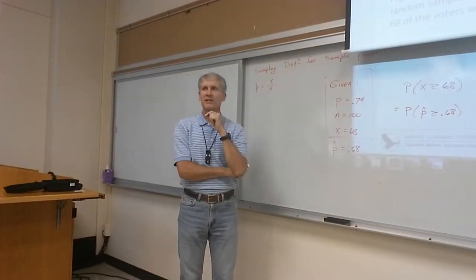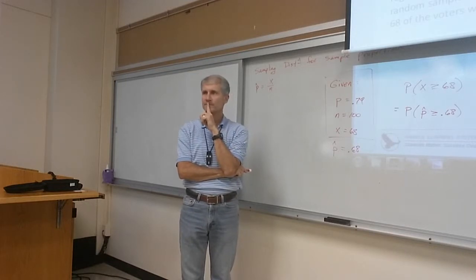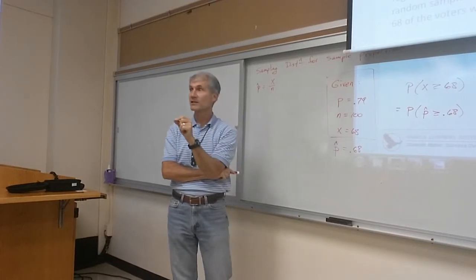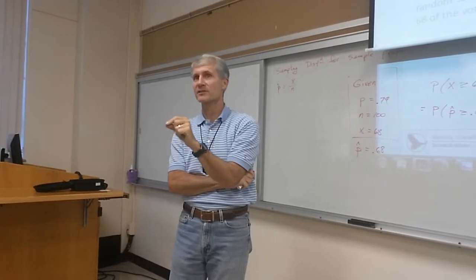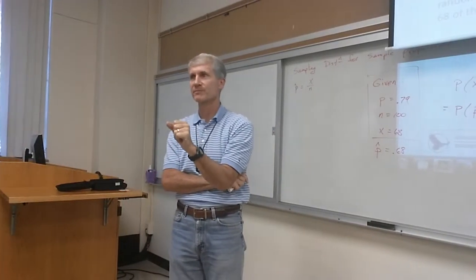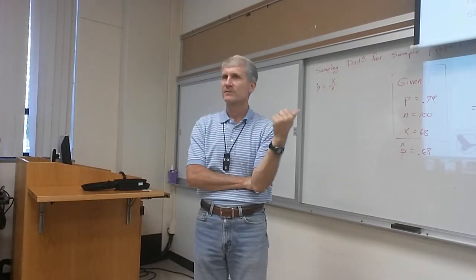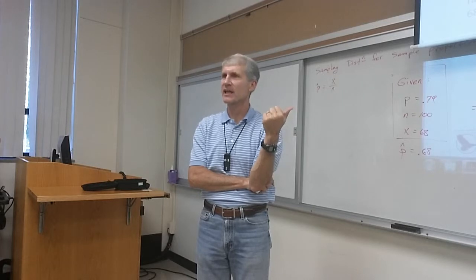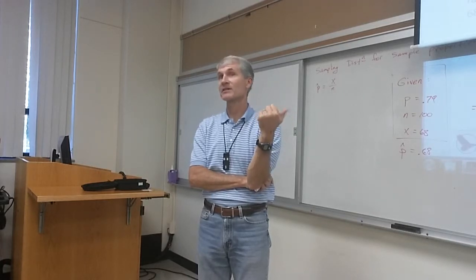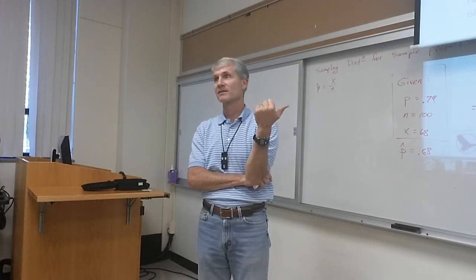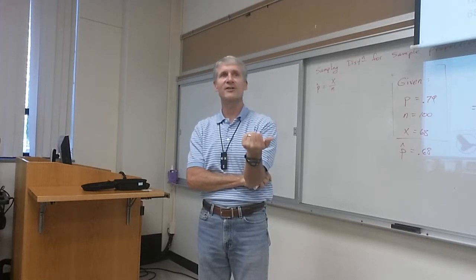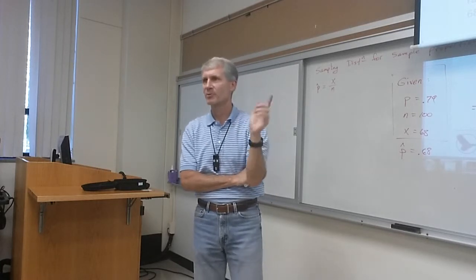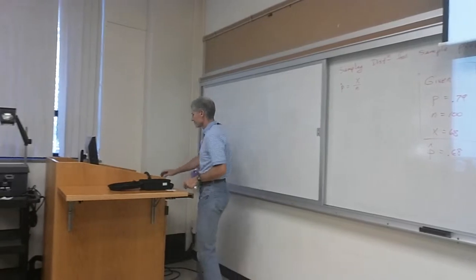What's the next thing we need to do? Check the assumption on sample size to see if we can use the central limit theorem. Do we have at least 5 successes and 5 failures? Yes, we got 68 successes and 32 failures. So easily, no problem.